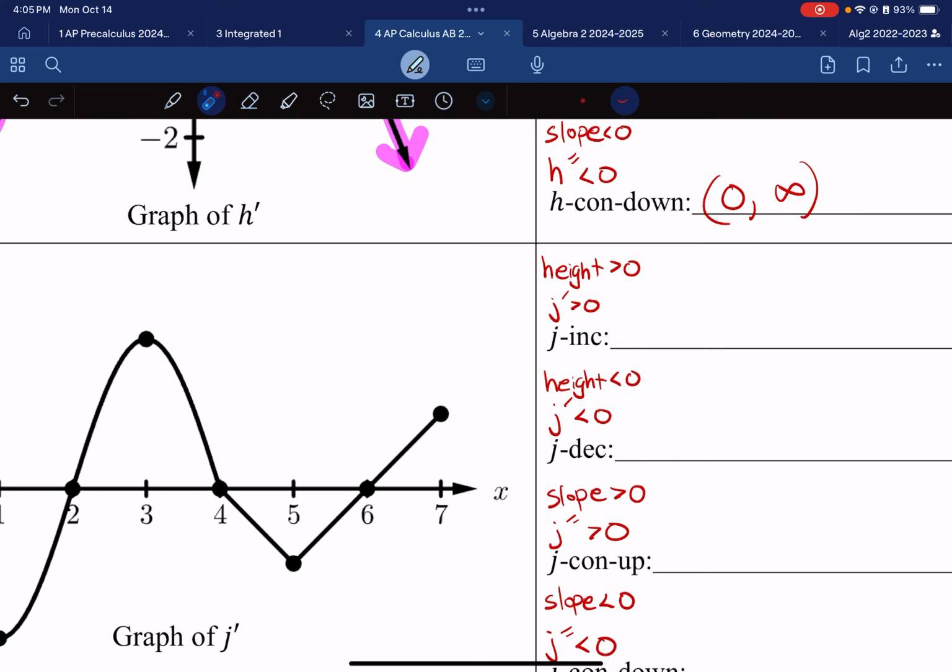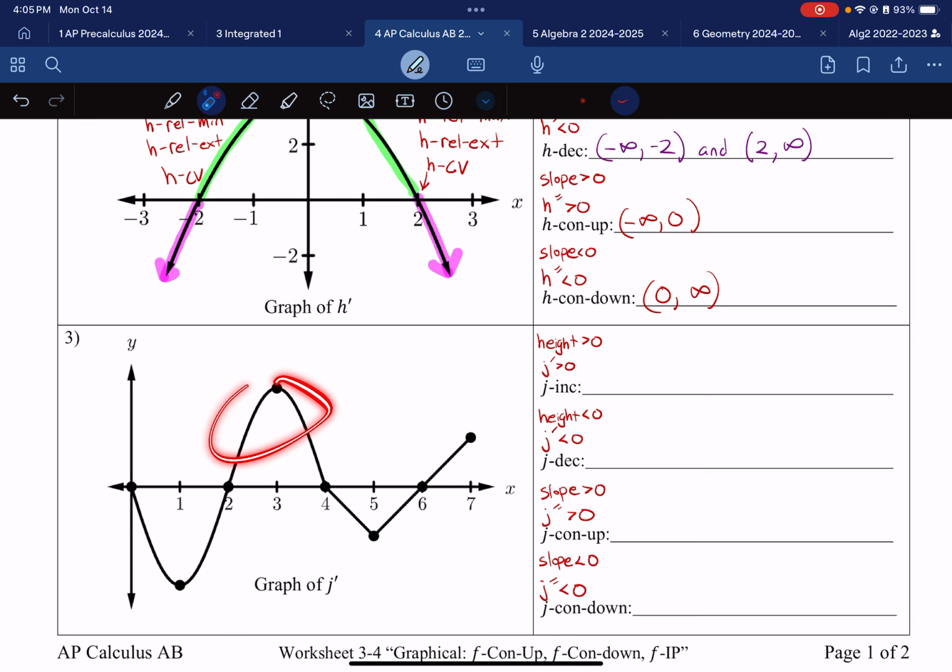All right, so let's find our J increasing. Where is my height positive? Where am I above the x-axis? Well, I'm above the x-axis there and there. Let's go ahead and highlight those really quick. We can say I'm increasing here, and I'm increasing there.